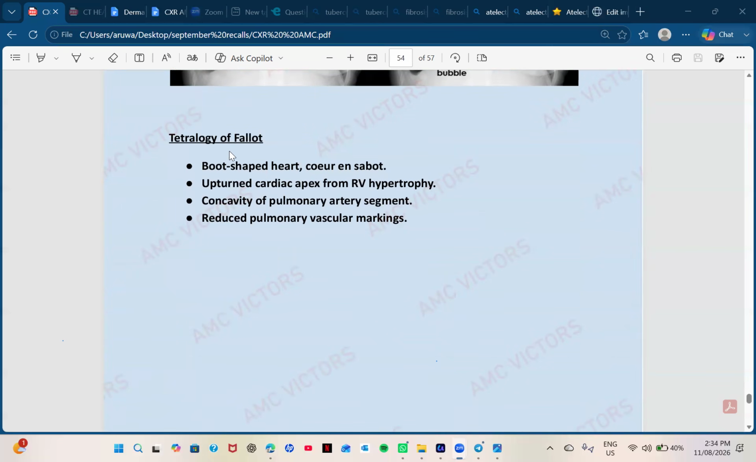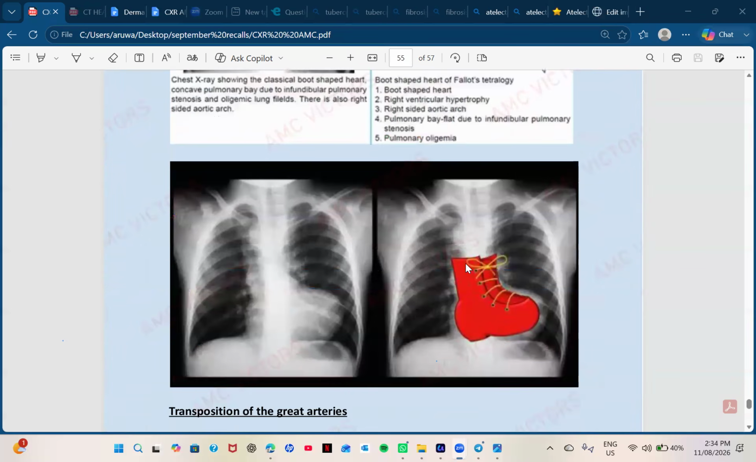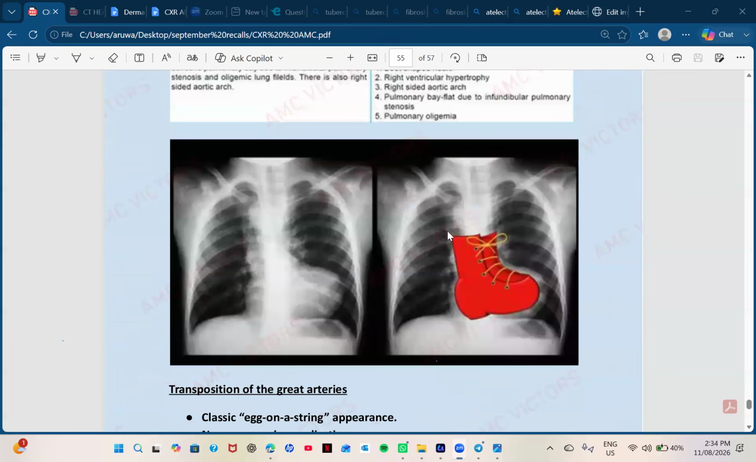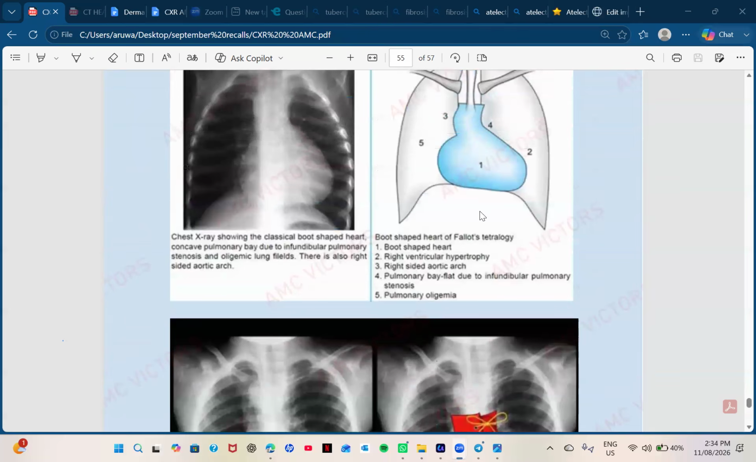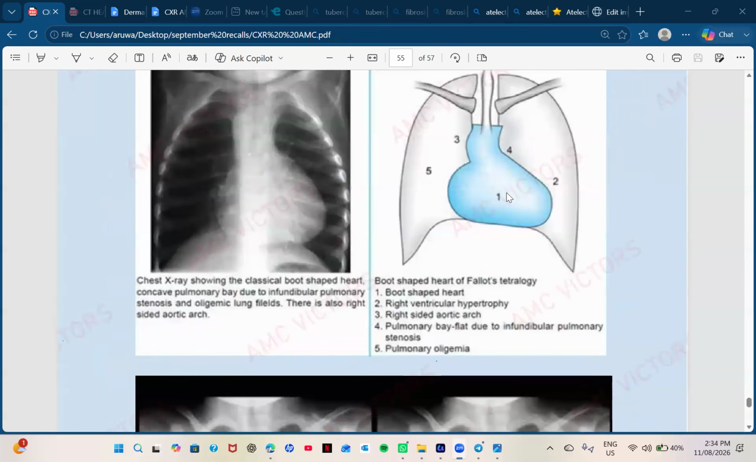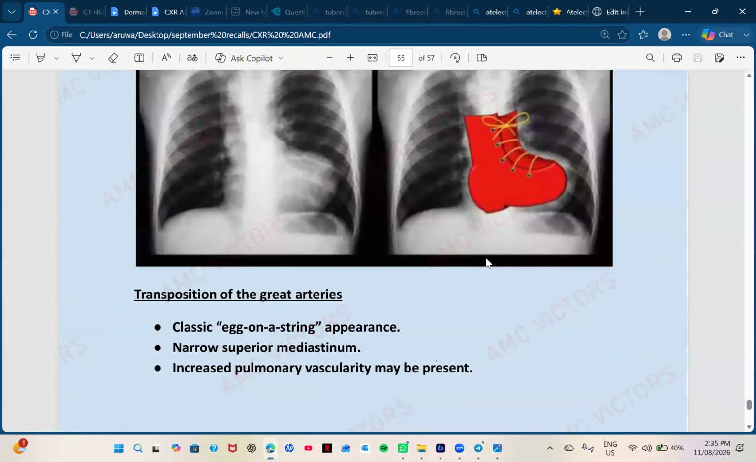Then, one of the main important ones, tetralogy of Fallot, TOF. What can you see, doctors? Boot-shaped heart, right? Can you see the boot-shaped heart? Very important. It's a very typical presentation, right? Other than that, right ventricular hypertrophy, right-sided aortic arch, and a flat pulmonary bay due to infundibular pulmonary stenosis, pulmonary oligemia. But remember the boot shape part, right?